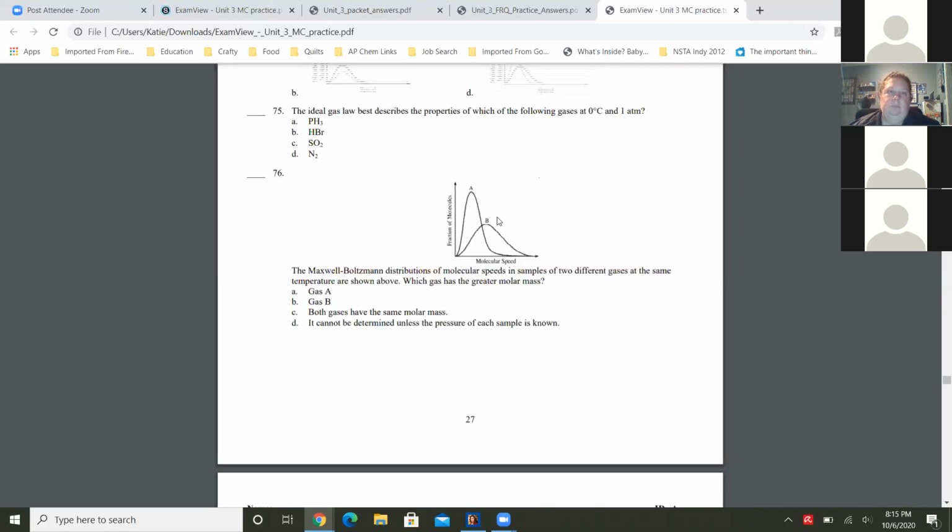What does it mean by fraction of molecules? It's basically a count. So sometimes these graphs say fraction of molecules, sometimes they say number of particles. It could say percentage of particles or percentage of molecules. It's all talking about how much of that sample is moving at that particular speed. Thank you.